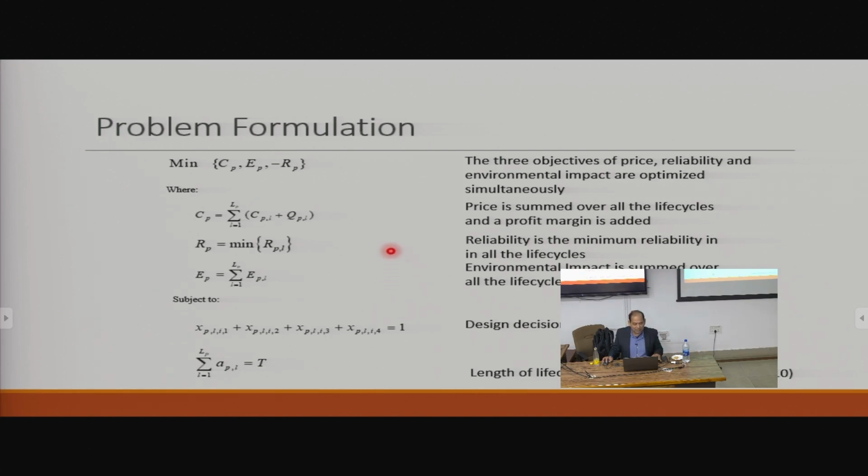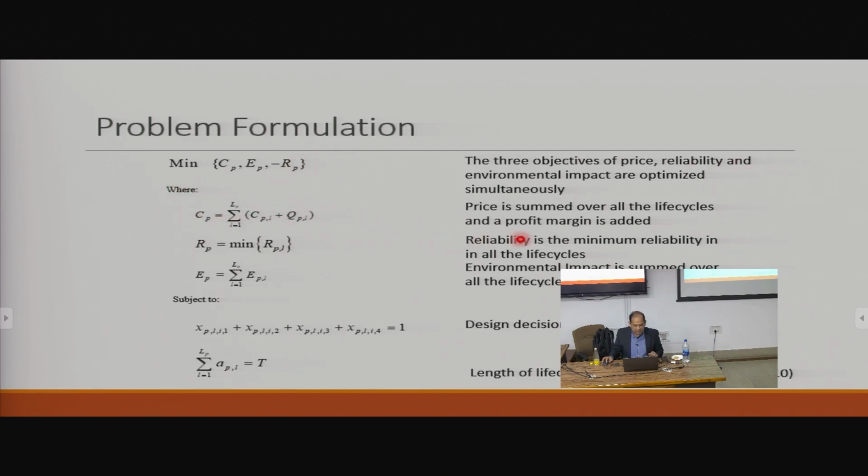All right. So now, problem formulation, right? So we solved it as a multi-objective optimization problem, which you have seen before. There are three objectives of price, reliability, and environmental impact, which are optimized simultaneously. Okay. So we're interested in making sure that we get a Pareto front over these three attributes.